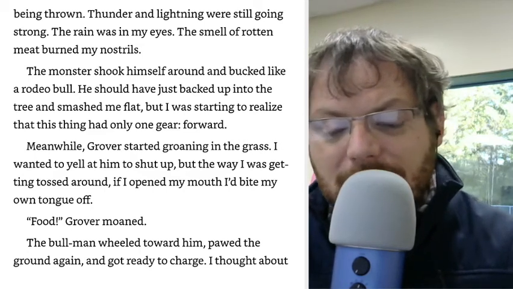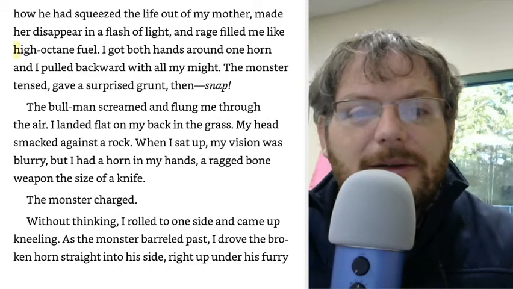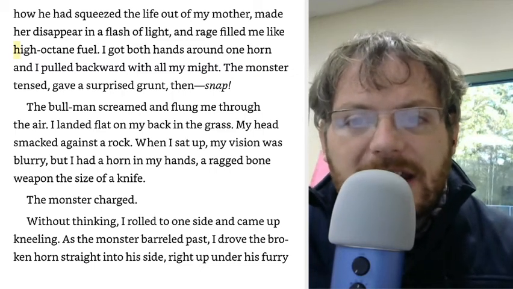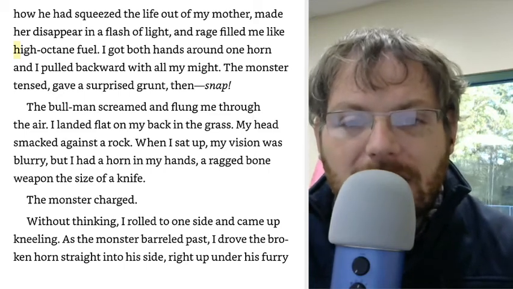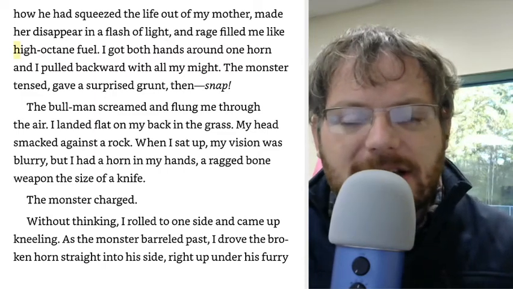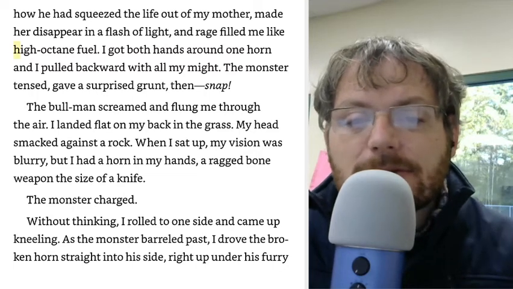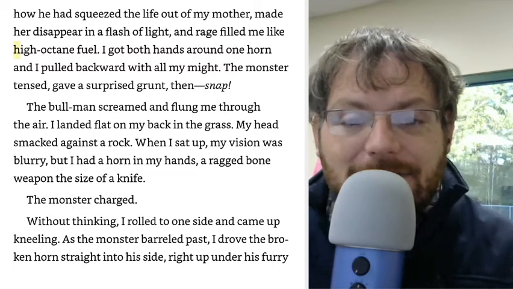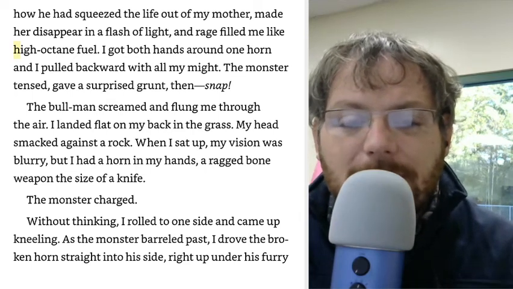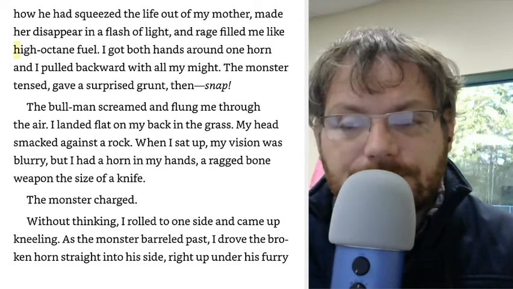"Food!" Grover moaned. The bowman wheeled toward him, pawed the ground again, and got ready to charge. I thought about how he had squeezed the life out of my mother, made her disappear in a flash of light, and rage filled me like high-octane fuel. I got both hands around one horn, and I pulled backward with all my might. The monster tensed, gave a surprised grunt, then snap. The bowman screamed and flung me through the air. I landed flat on my back in the grass. My head smacked against a rock. When I sat up, my vision was blurry, but I had a horn in my hands, a ragged bone weapon the size of a knife.